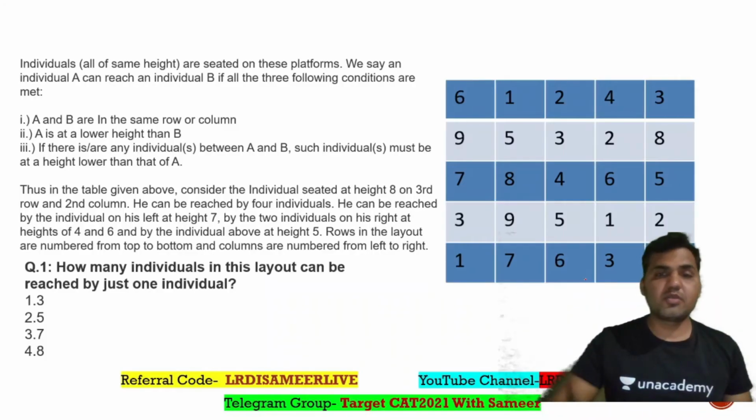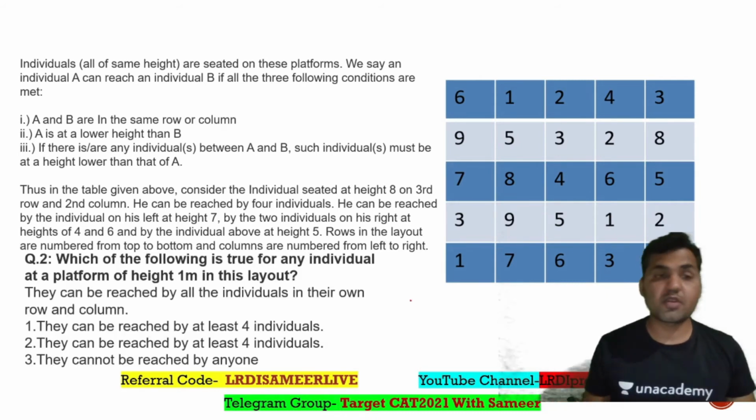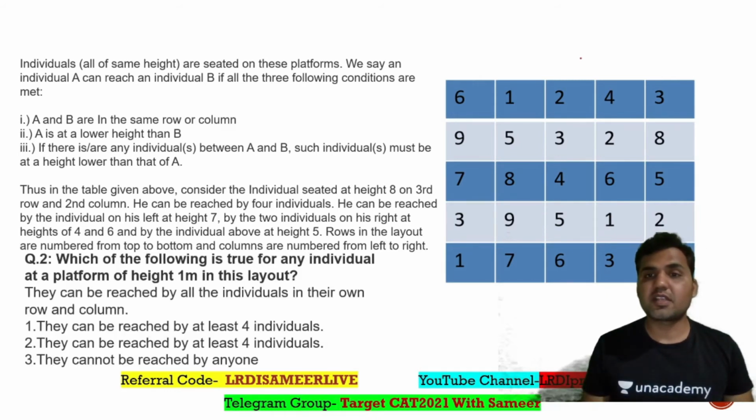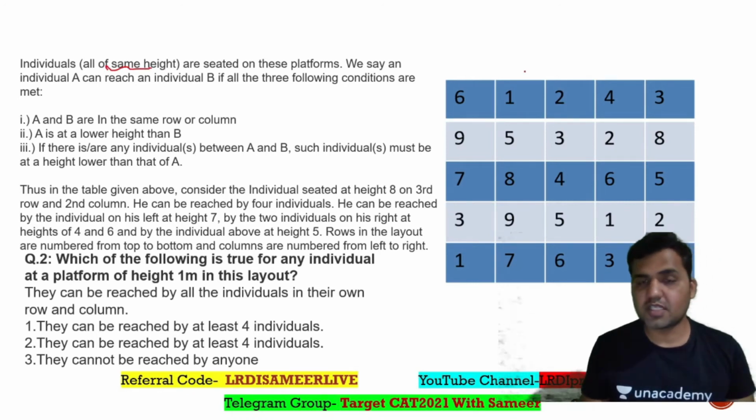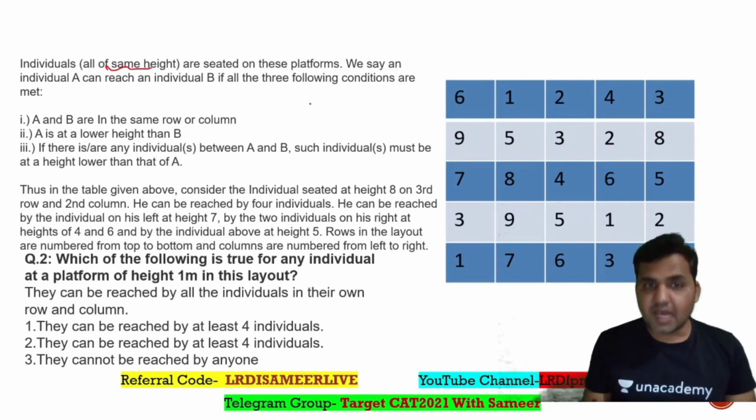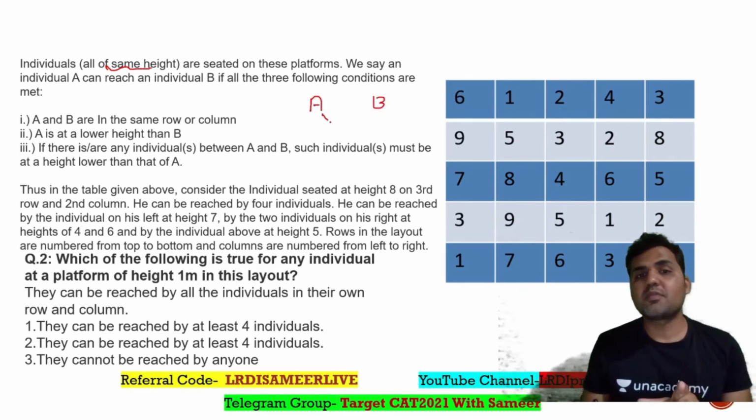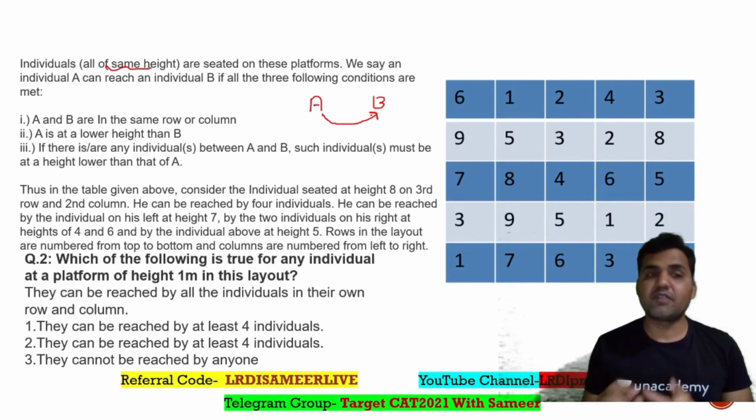Look at question number 2. We have already covered question number 1 in the previous video, so I'll be discussing question number 2 here, right? The basics here is that in the 5 into 5 matrix form, we have platforms of different heights and all individuals of the same height are present on the same platform. And one particular person A can reach another particular person B sitting on a different platform with 3 conditions.